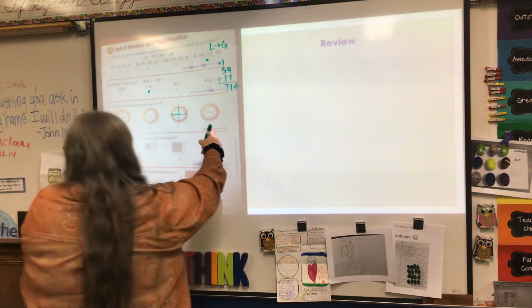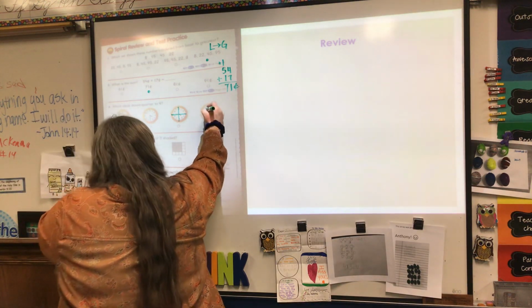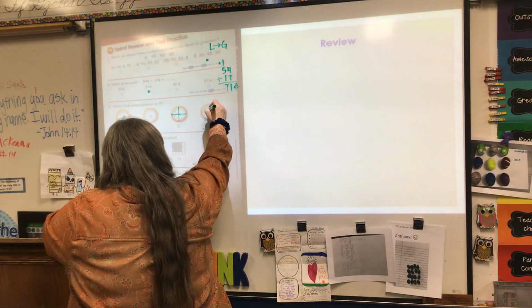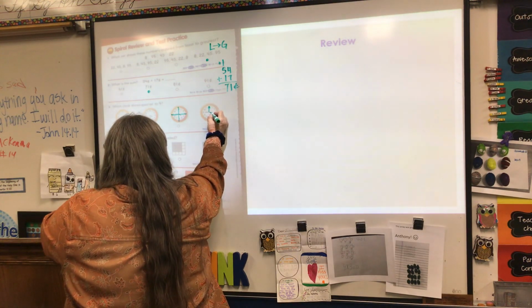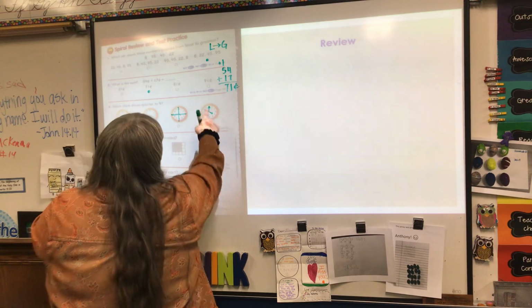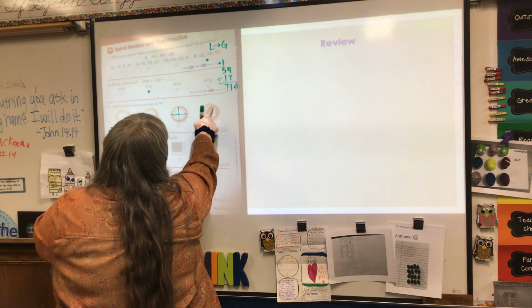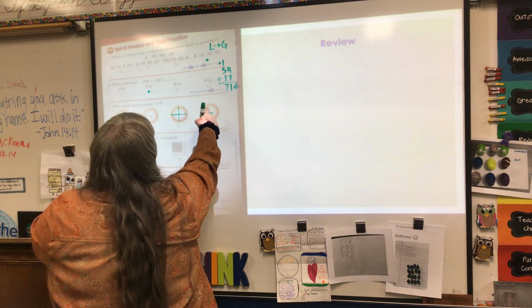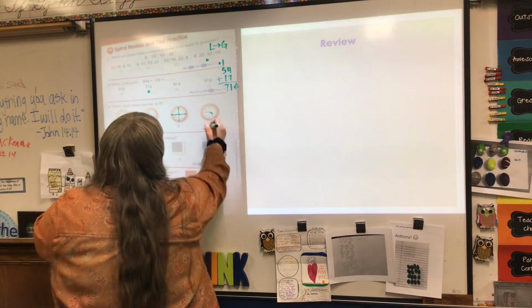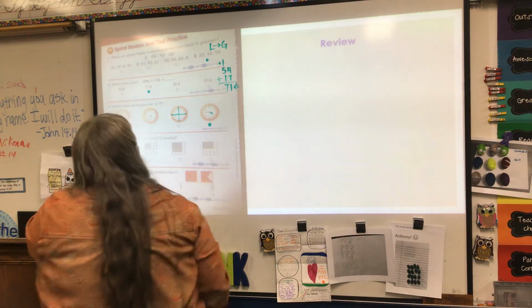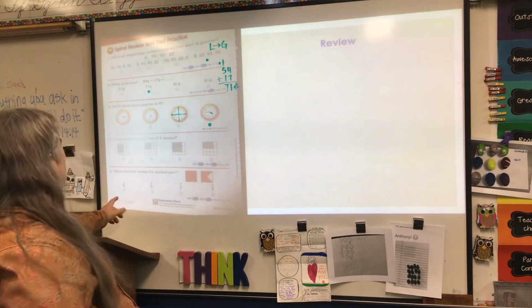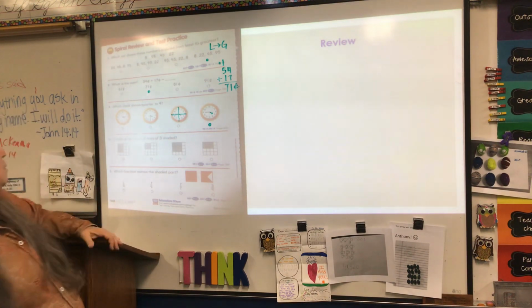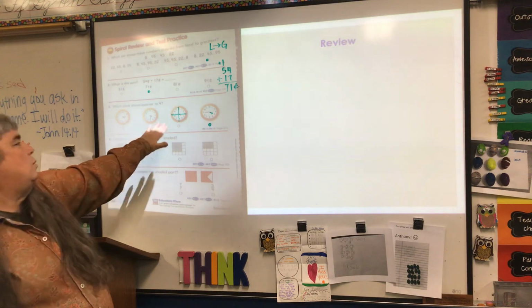So I'm going to go with this one because when the big hand gets on the 12 and the little hand is on the 4, that's 4 o'clock. Right there, the big hand's on the 9, which means it's about a quarter till. It hasn't gotten to the 4 yet. The other one has gone past the 4, so you know it's in between the 4 and the 5.